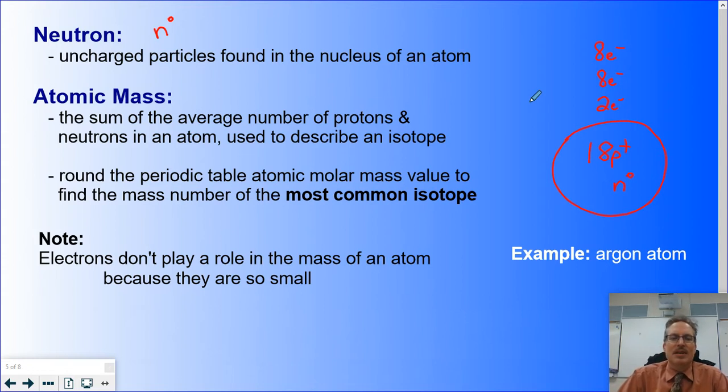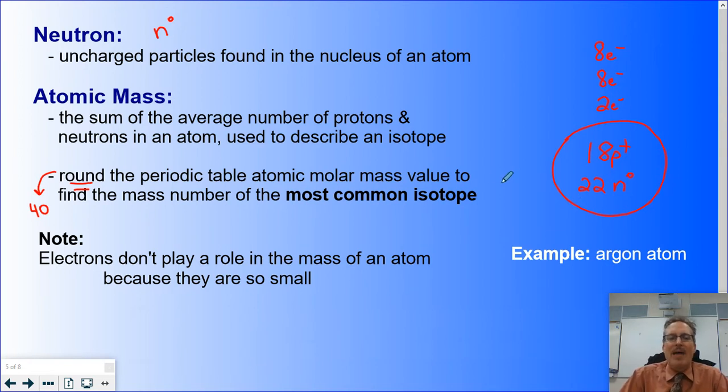What you need to do to solve for this is round the periodic table atomic molar mass value to find the mass number of the most common isotope. So, looking up argon, the mass number is 39.95, which means let's round it up from 39.95 to 40. Your protons and your neutrons should add together to equal that rounded mass number. So 18 plus what gets me 40? So for an argon atom, that's going to be 22 neutrons. 18 plus 22 is 40, so I have 22 neutrons.